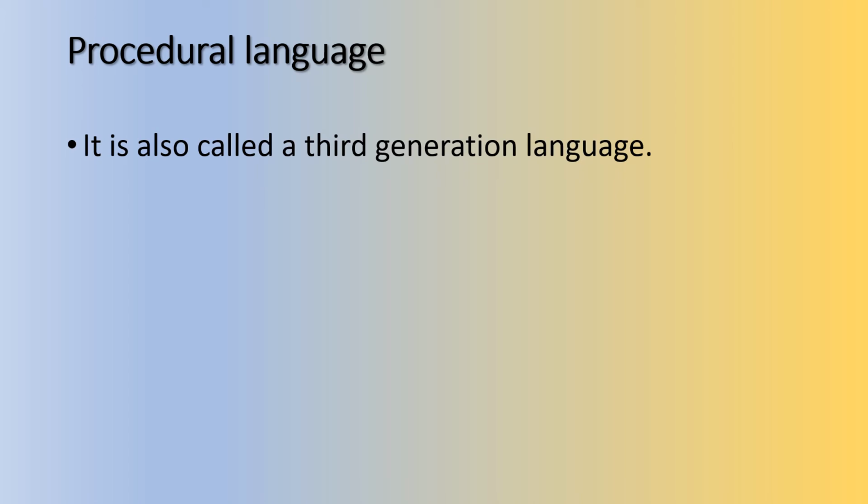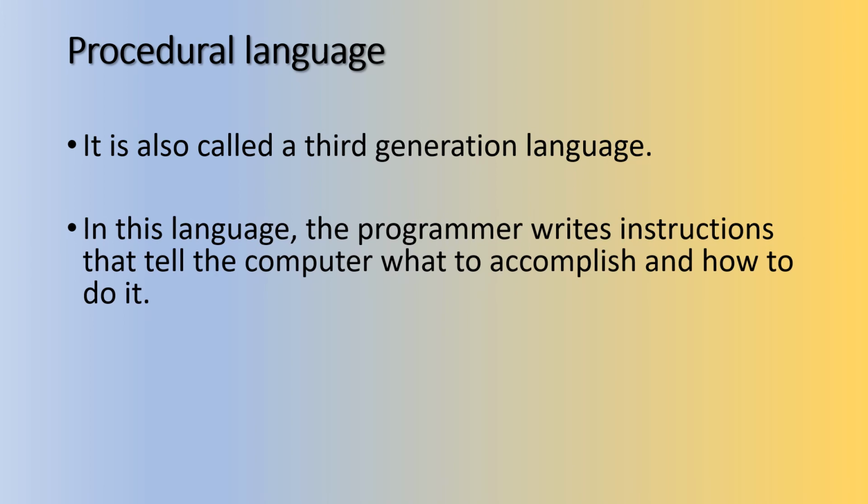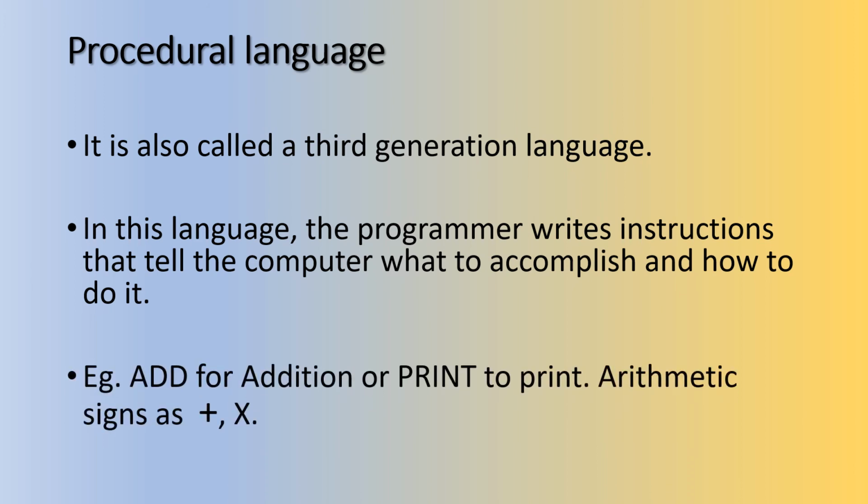Now let us move ahead with procedural language. Children, procedural language is the language which is also called third generation language. In this language, the programmer writes instructions that tell the computer what to accomplish and how to do it. So we are giving instructions, each and every instruction to the computer, how it should proceed and how it should give the outcome. Like add for addition, print to print, arithmetic signs are also used in this language.